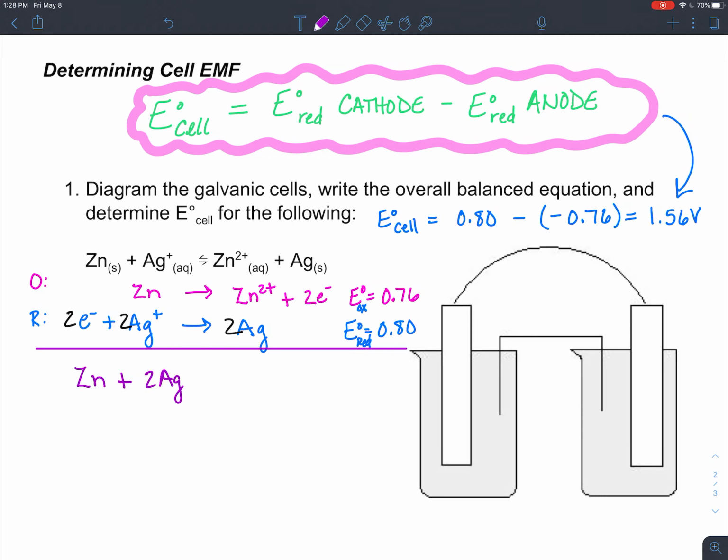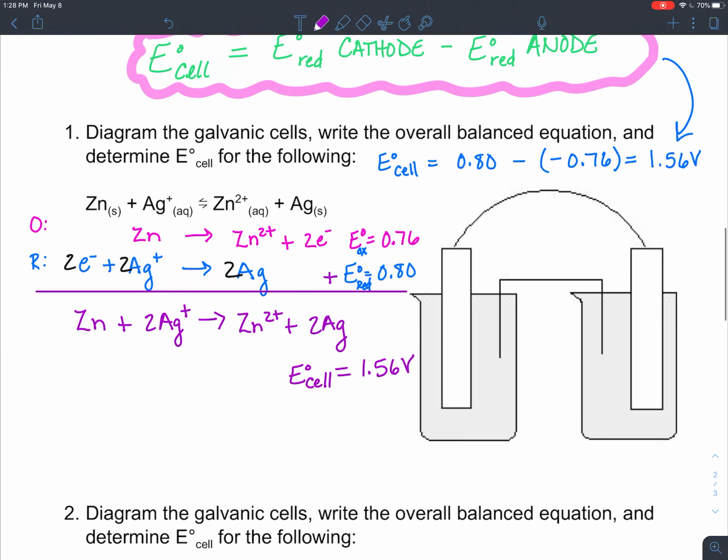So then we end up with zinc plus 2Ag plus ions forms Zn2 plus 2 Ags. And then we can add these up. So now if we do it this way, if we have the oxidation value and we have the reduction value, we can just add those up. And so for the overall cell, if we add those up, we still get 1.56 volts. You can do it either way. So it's really up to you on how you do that.